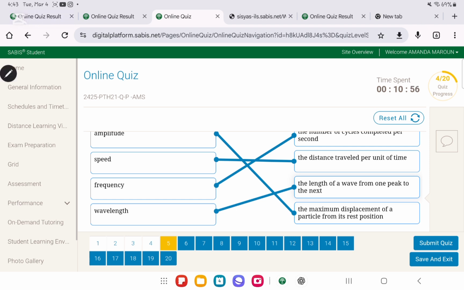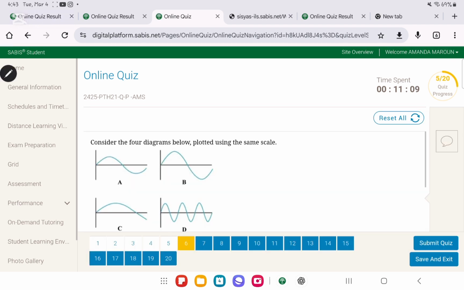Also one more thing before we go, you should know that the sound intensity is directly related to the amplitude squared. Okay, so keep this in mind. We'll move on to question number 6.